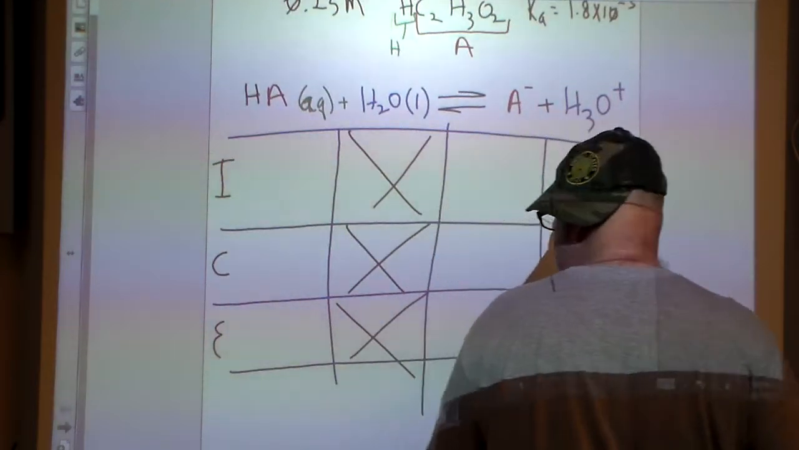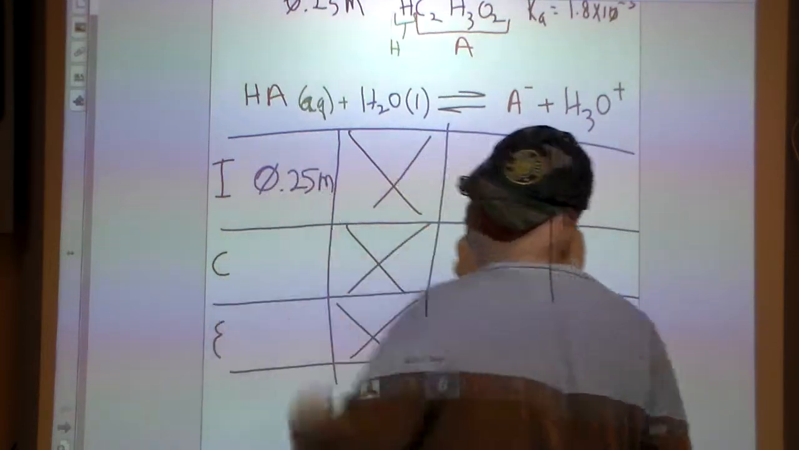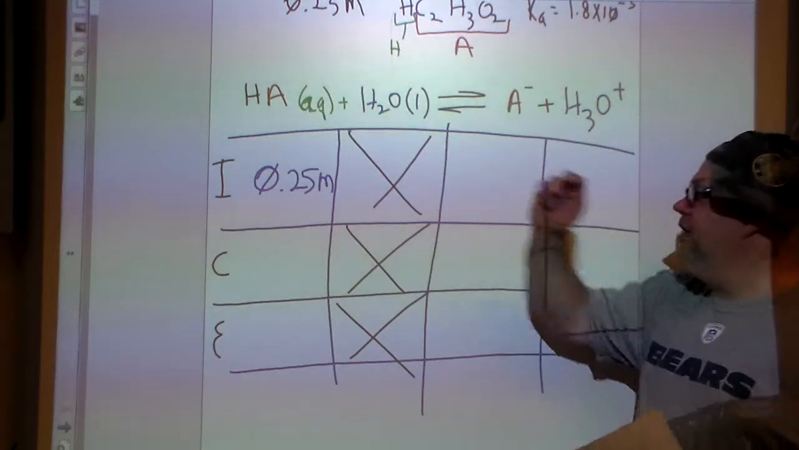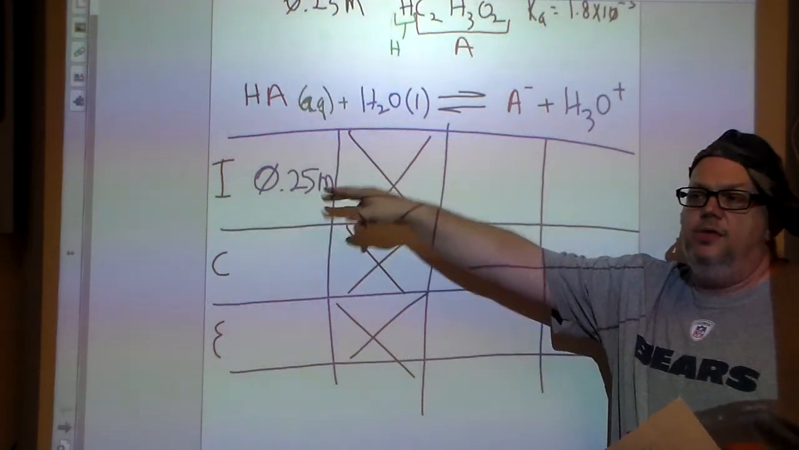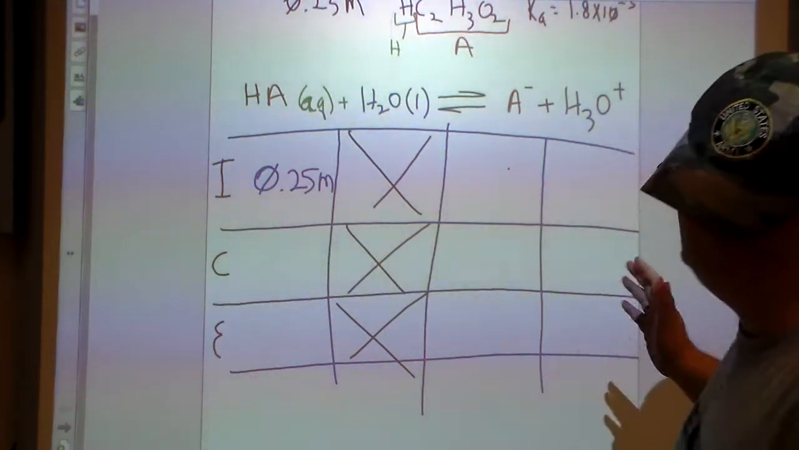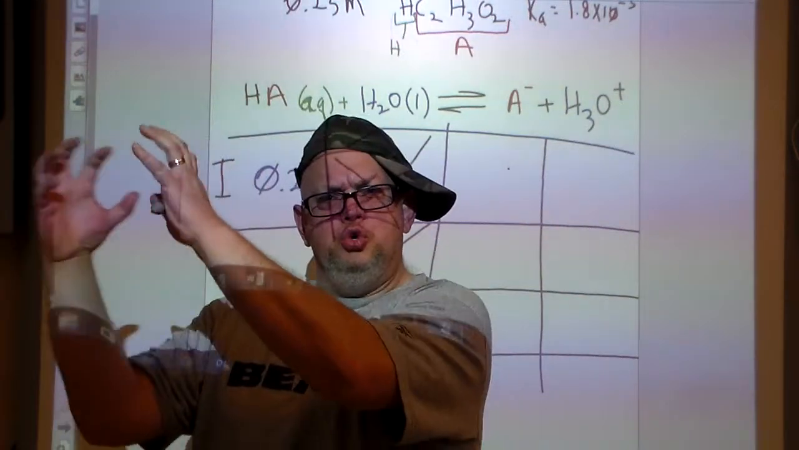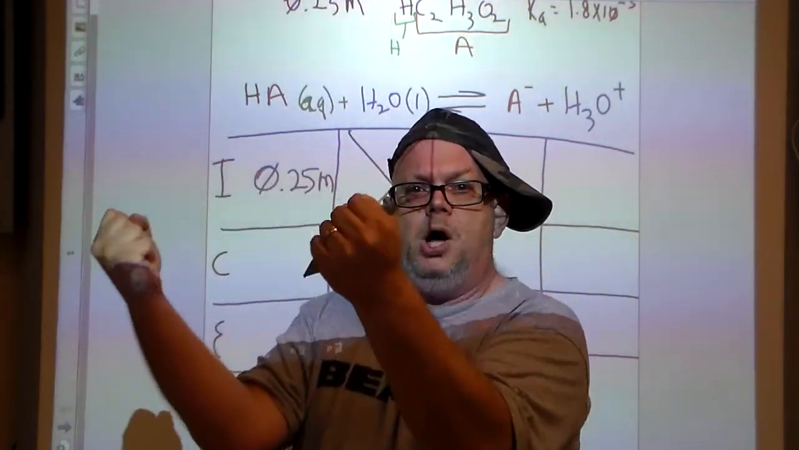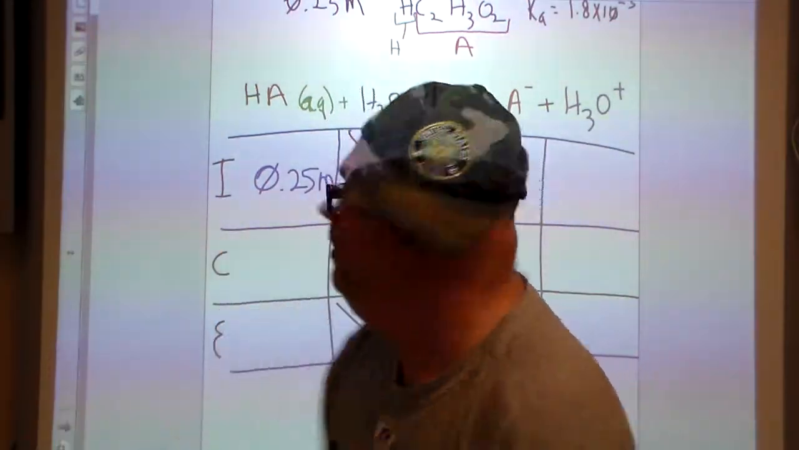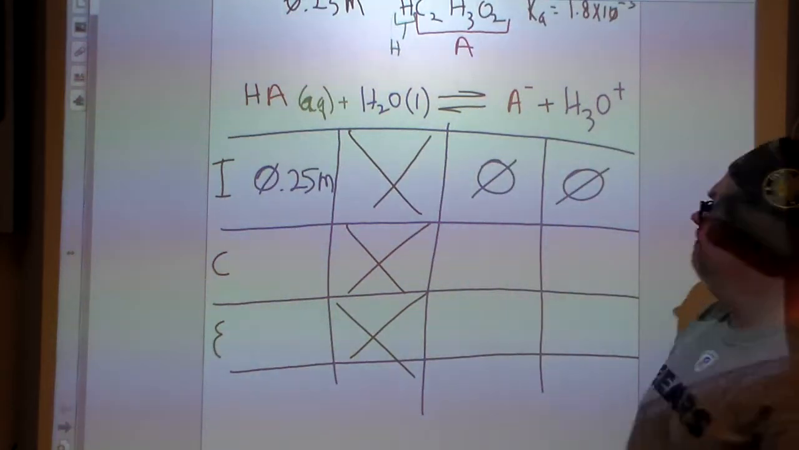Now, what about the rest? We have our initial concentration of 0.25 molar. What can we say about this side here? If this is what we started out with, we have to assume there's nothing over here. Why? The reaction hasn't started yet. We have all this reactant that's ready to break apart. So that means this is going to be 0, and that's going to be 0.